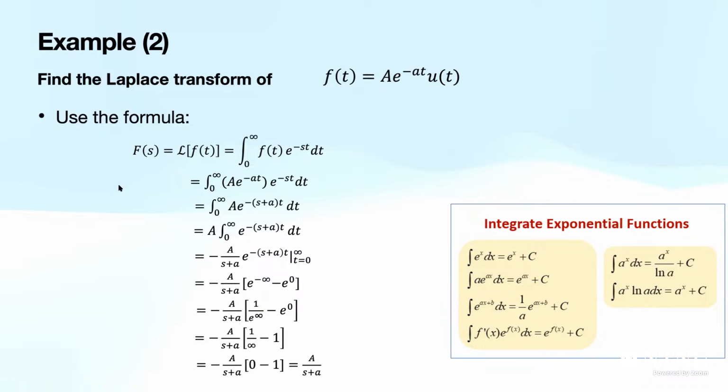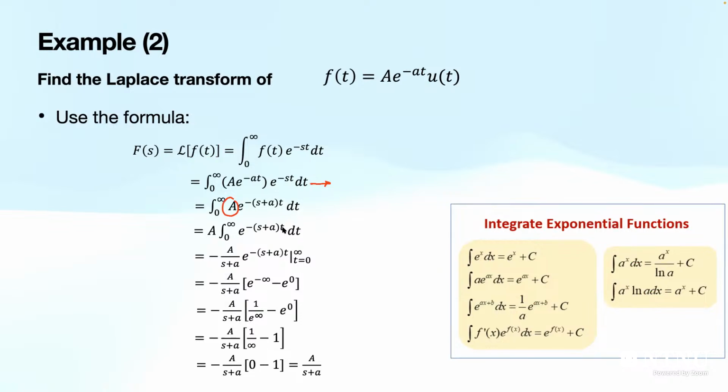So the formula is F(s) equals the integration from 0 to infinity of f(t) e^(-st) dt. Substitute f(t), so it will be a multiplied by e^(-at) multiplied by e^(-st). a is a constant, so take this constant outside the integration. So a multiplied by the integration from 0 to infinity of e^(-(s+a)t) dt.